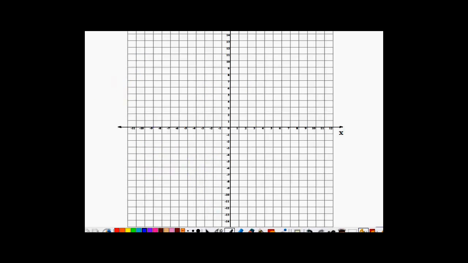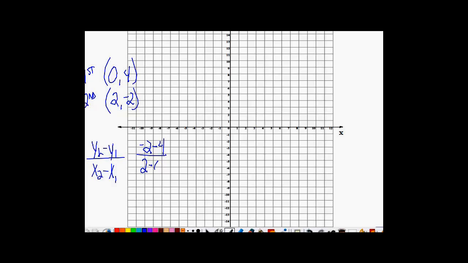Let's just try one more. Let's try 0, 4. And then let's try, I don't know, 2, negative 2. So this is my first point. This is my second point. Remember the slope formula, y2 minus y1 over x2 minus x1. So y2 minus y1. I've got my second y, negative 2, minus my first y, which is 4, over my second x, which is 2, minus my first one, which is 0.